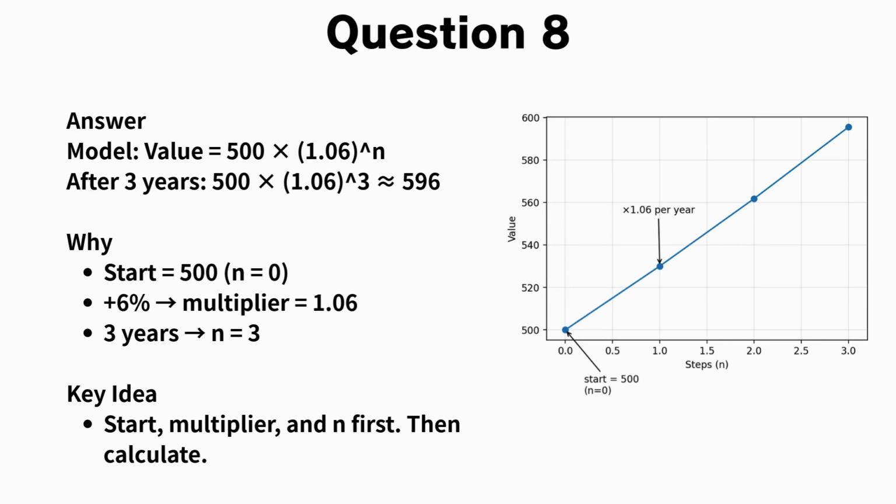Putting these pieces together, we can write an exponential model. Value equals 500 times 1.06 to the power of n. Now we identify how many steps we need. The question asks for the population after 3 years, so n equals 3. Substituting into the model gives 500 times 1.06 cubed. Evaluating this expression gives a value of approximately 596. So after 3 years, the population is about 596 people.